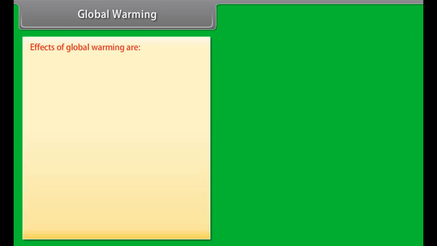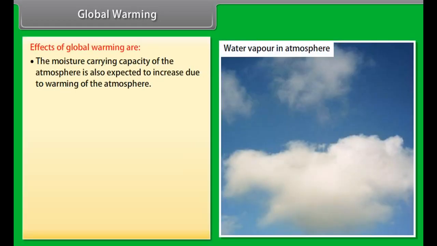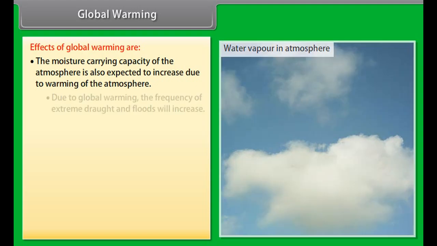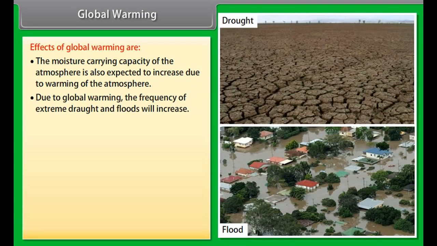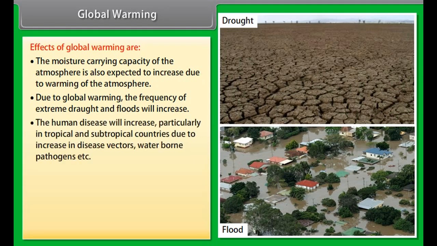Effects of global warming are: the moisture carrying capacity of the atmosphere is also expected to increase due to warming of the atmosphere. Due to global warming, the frequency of extreme drought and floods will increase. Human diseases will increase, particularly in tropical and subtropical countries, due to increase in disease vectors, waterborne pathogens, etc.